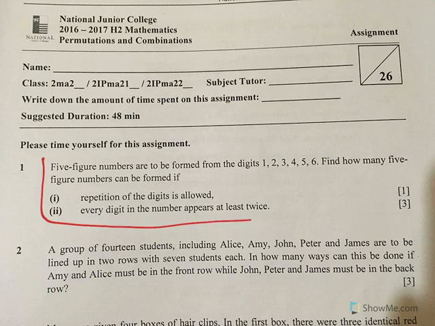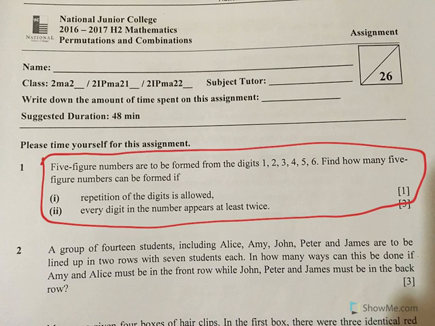5-figure numbers are to be formed from the digits 1, 2, 3, 4, 5, 6. How many 5-figure numbers can be formed if the repetition of the digits is allowed? So if you just look at it very quickly, it's actually a very simple problem. You have 1, 2, 3, 4, 5, 6. You are to take.